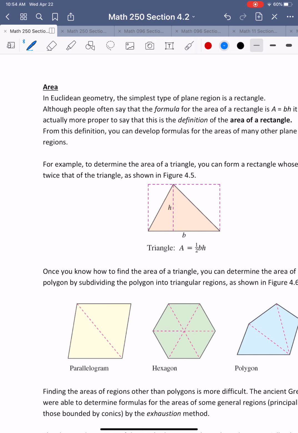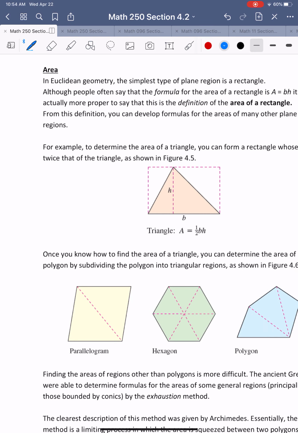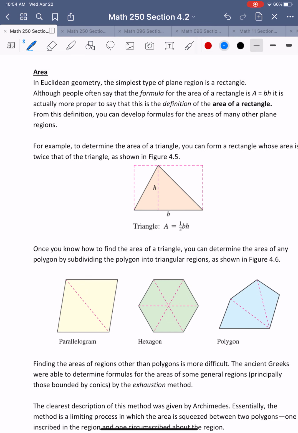All right? Okay, so let's look at the next page. Now, we're going to find the area of the polygon, okay? So area in Euclidean geometry, the simplest type of plane region is the rectangle. Although people often say that the formula for the area of the rectangle is base times height, which is the length and width, it is actually more proper to say that it is the definition of the area of the rectangle. From this definition, you can develop the formula for the area of many other plane regions.